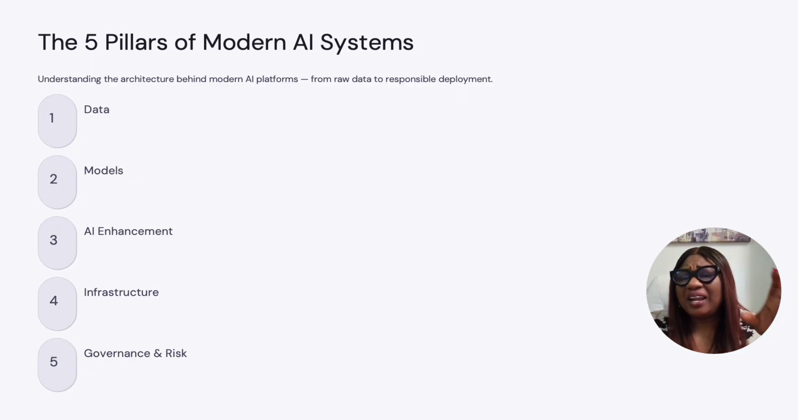Think of these pillars like the foundation of a building. If one pillar is weak, what happens? The entire AI system becomes unstable.